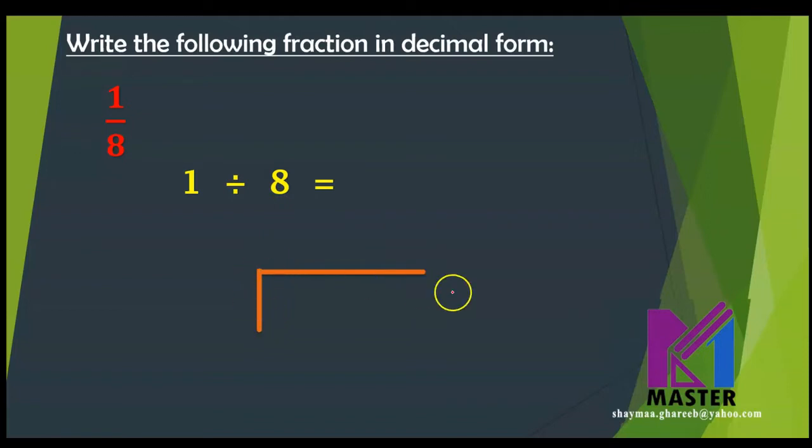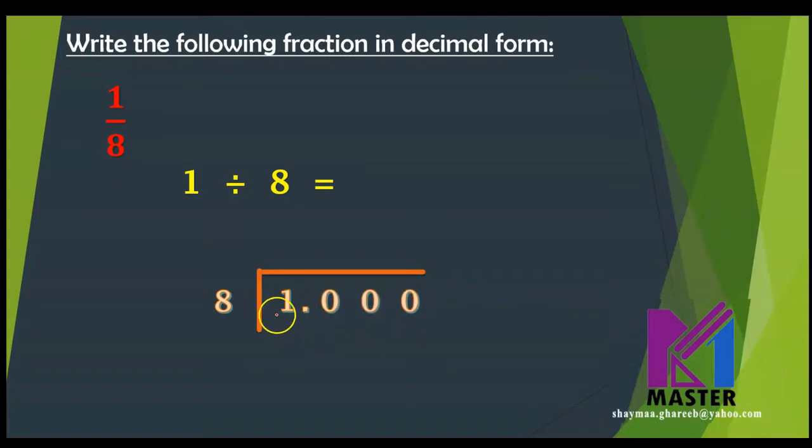Writing the division sign, 1 under the division sign because it is the first number or the dividend, then the 8 on the left side. Let's start. 1 divided by 8, which means how many 8s are there in the 1? Of course, there is no 8s in the 1.